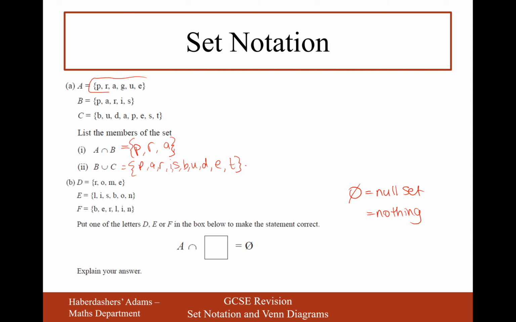So let's have a look at this here. So looking at D, well, D has an E in it, so that has something in common. L-I-S-B-O-N, it's E. The answer's E. Let's just check F as well. F has an E in it, so they share a letter as well. So it's E. The reason it's E is because they do not share any letters. There's nothing that you could find that's in both set A and in set E.